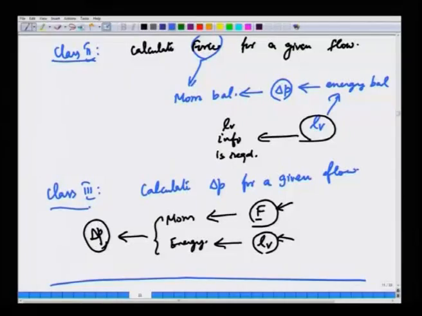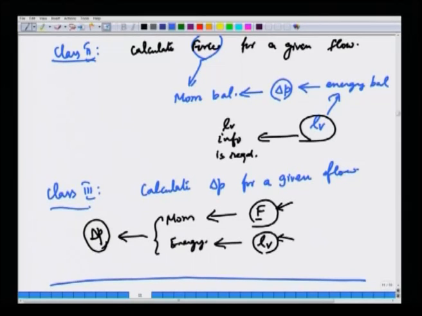Now, in class 3 problems you may be asked to calculate delta p for a given flow, and that will depend on whether you have to use momentum balance or energy balance. Suppose the force information is there for you, then you could use the momentum balance, and if the losses information is there, you could use the energy balance. Now, the answers from either approach would of course not exactly match, because that depends on the nature of approximations you have made in getting an idea of what the forces are or what the losses are. So, in general the answers you will get will not be the same for the same quantity, such as the pressure drop for a given flow.